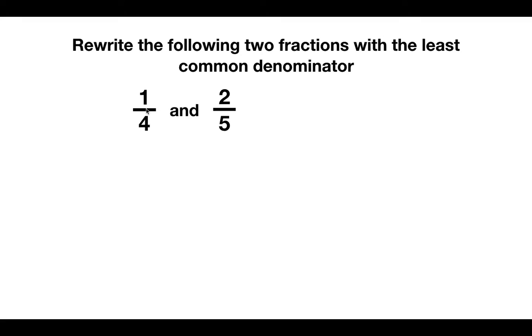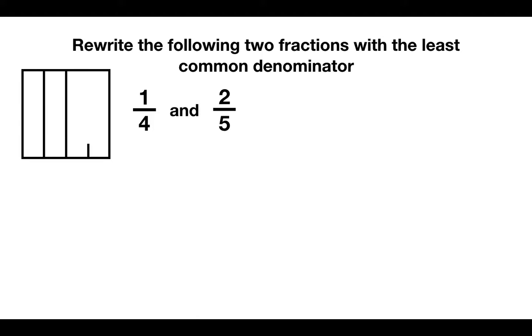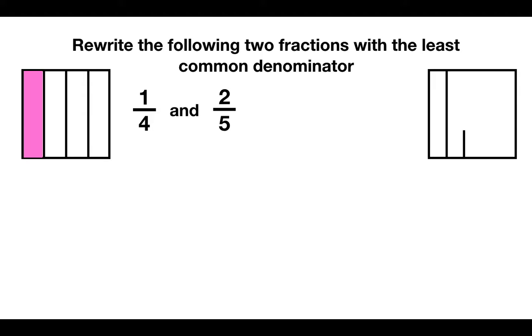Well, before I do anything else, I always like to start by drawing out my fractions. I could draw a square and break it up to show 1/4. I can do the same thing, draw another square and break it into pieces to show 2/5. Now in this problem, it tells me to rewrite the fractions with the least common denominator. The denominator is always the number on the bottom of a fraction, so here we're looking at a 4 and a 5.